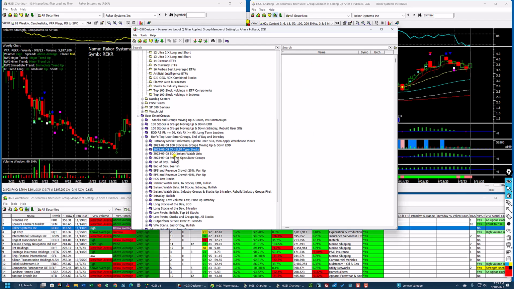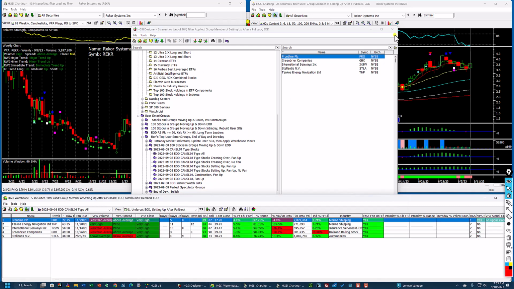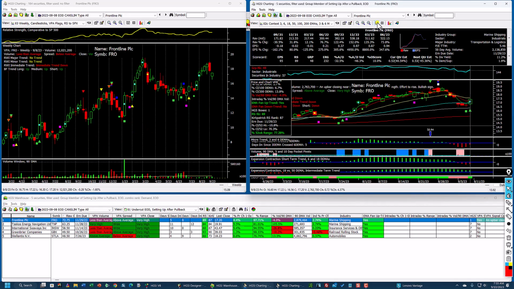Nothing comes up in this pullback. Well, I'm sorry, I didn't go down far enough. CanSlim type stocks, all. And then these are crossing over here. But I'm in this user group, which is generated every day automatically during the update process. And these are the stocks that are CanSlim type stocks. And look what's on top, Frontline. So if I open this up, I know immediately that there's earnings and revenue growth with this stock.